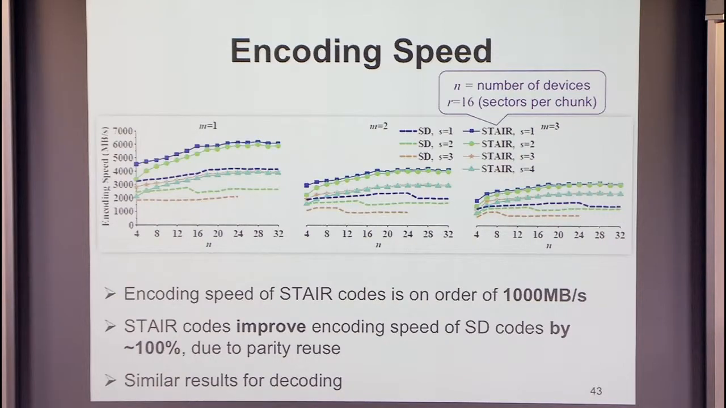This is the encoding speed. We implement the code and try to measure the encoding performance. What we find is it's very fast. It's on the order of 1,000 megabytes per second, which is much faster than the I/O speed. So we believe that the encoding won't be the bottleneck. And compared with SD code, because we reuse the parity, that's why the performance is good.